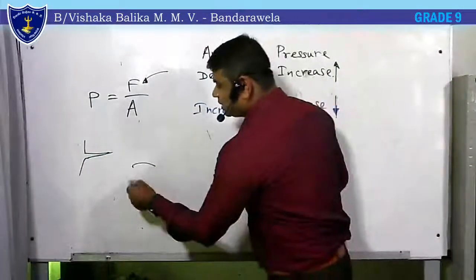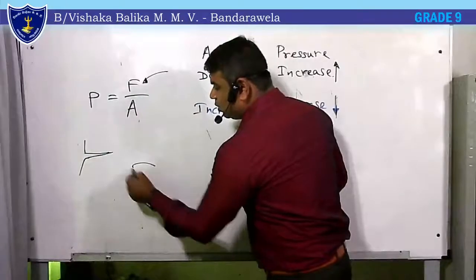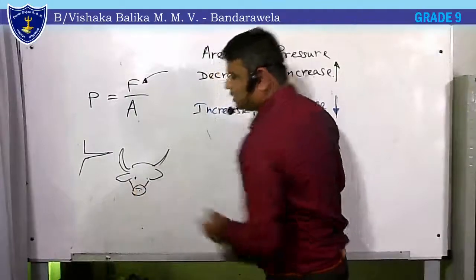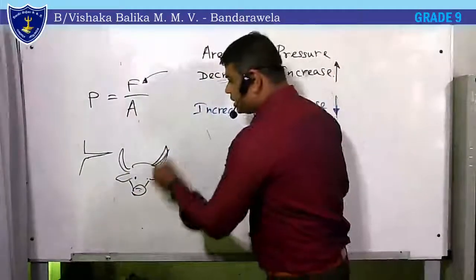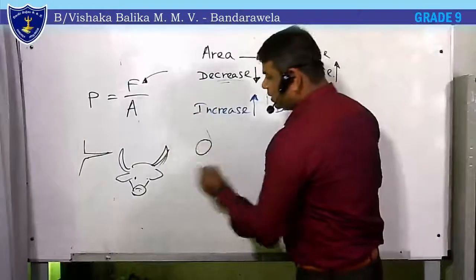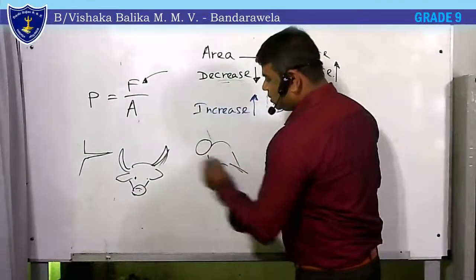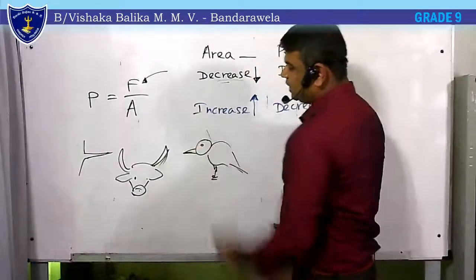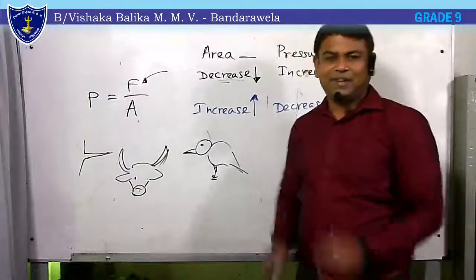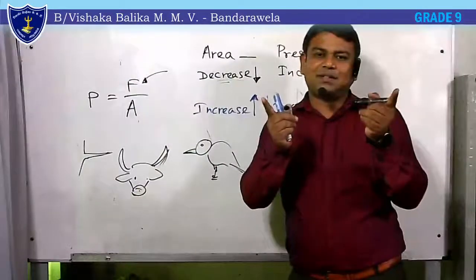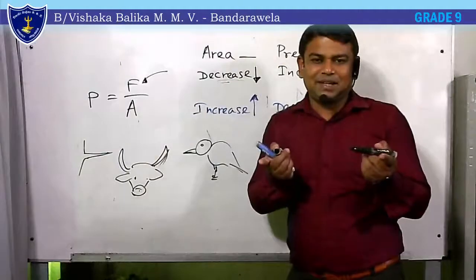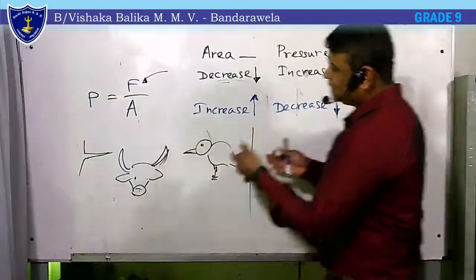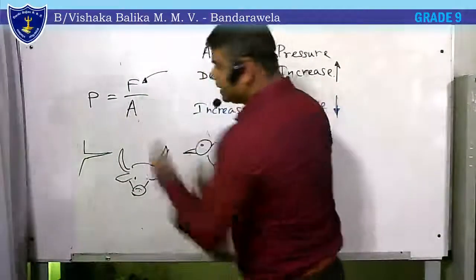And animals who have horns, like an ox or someone, their horns are sharp. And birds' beaks are sharp, sharp beaks, having less area to increase the pressure. So naturally we can see them. And in nature we can find places where the pressure is increased by a decrease in the area.